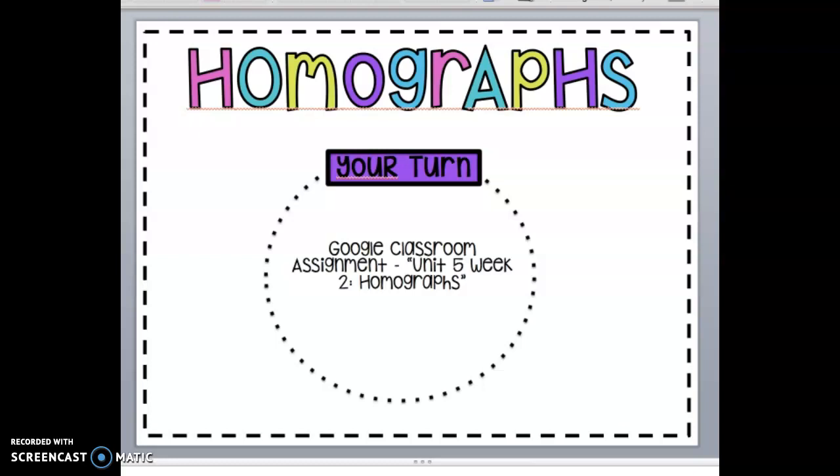Homographs are words that are spelled the same but have different meanings and different origins. And don't forget my little hint. Pay attention to the context that surrounds the homograph so you can decide what the word actually means.